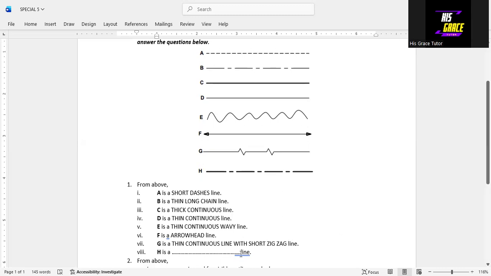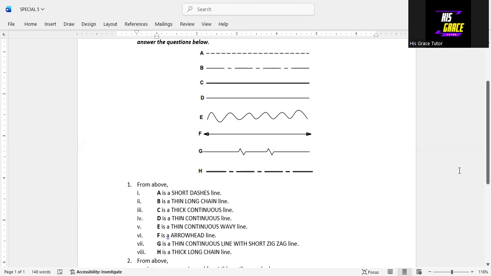Then line H, what do we call line H in technical drawing? We call it a thick long chain line. So that is what we call line H in technical drawing.